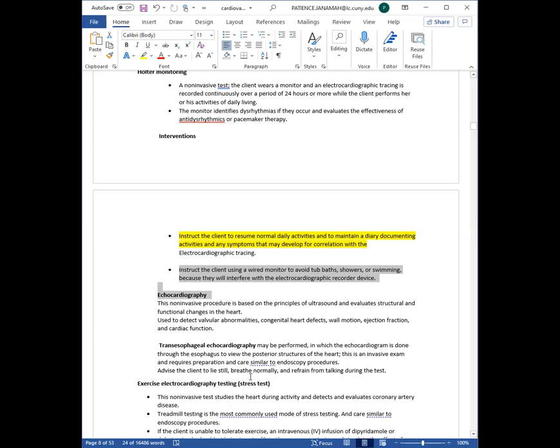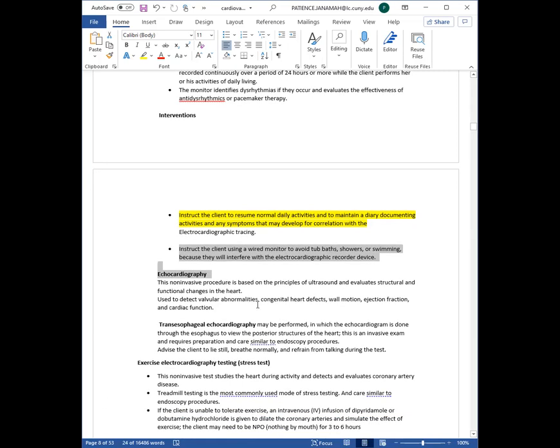Now we have the echocardiography. This is also non-invasive. So this one, you can have your earrings on. You can have your necklace on. It's just ultrasound of the heart. So echocardiography is ultrasound of the heart. They use transmission gel, they put it on your chest, and then they just roam in to find the heart structures. They see all the valves and everything that is in your heart.